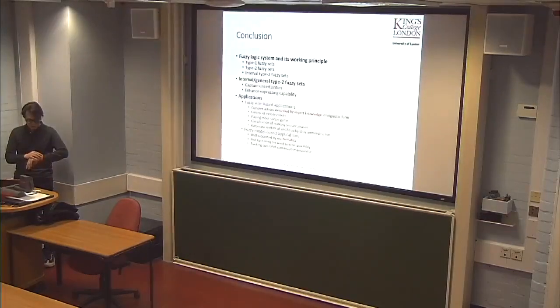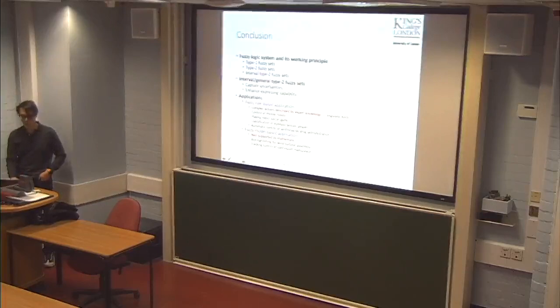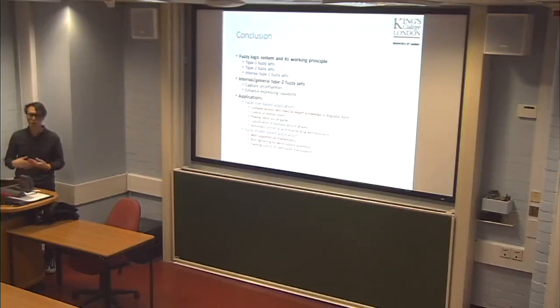So anyway, we come to the conclusion. As I mentioned in the beginning, I presented the work in three main sections. The first one is to introduce the fuzzy logic system as well as the working principle. Using this working principle as well as the diagrams, we are able to implement computational intelligence using the fuzzy logic system. To deal with uncertainty due to measurement error and system parameters, we can use the interval type 2 fuzzy set and the general type 2 fuzzy set. We can extend this idea from type 1, type 2 to type n.